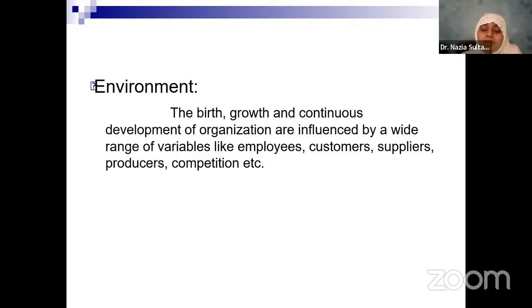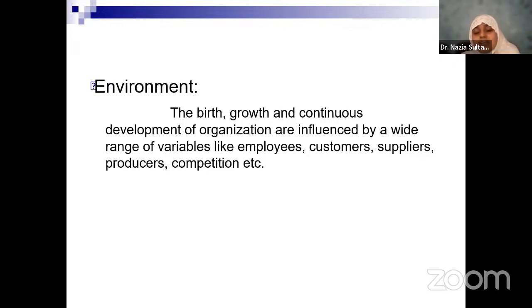Now, environment basically comprises all those actors and factors and components which have influence on all the aspects of a business, on all the things which happen around that particular business. So whether you talk about how an organization is born, how an organization grows and develops, it gets influenced by so many factors around it, so many variables around it. So all those variables, all those factors and actors put together, which will have an influence on the activities of a business, is basically called an environment.